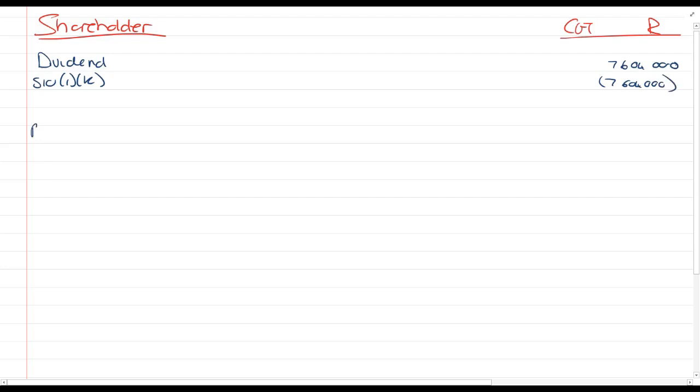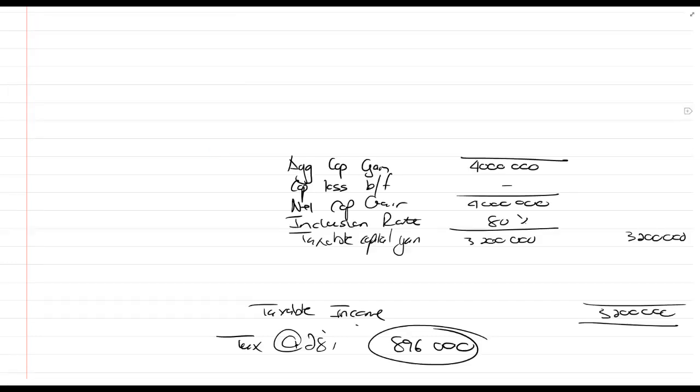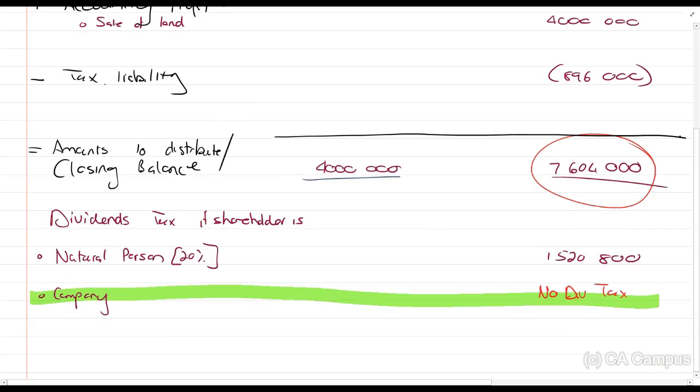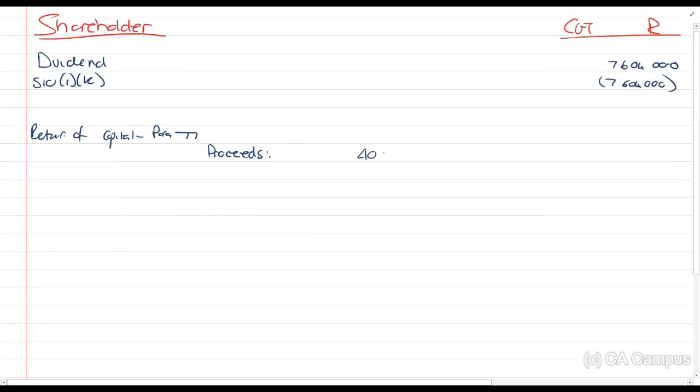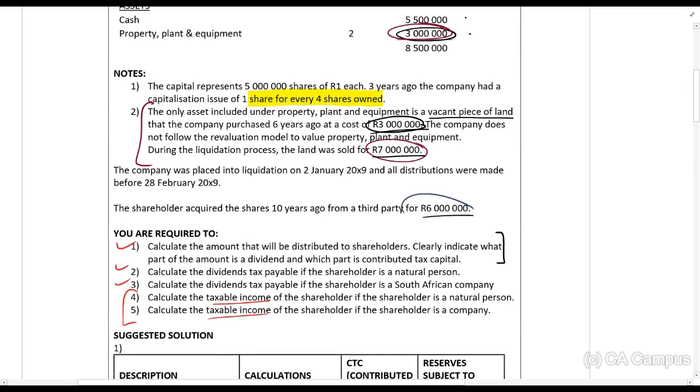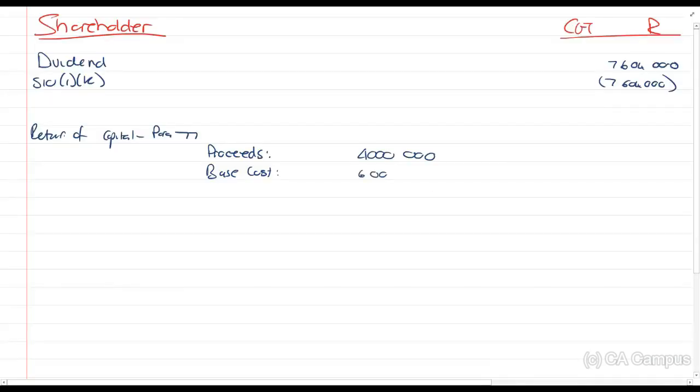The shareholder then received a return of capital, and remember it's a deemed disposal per paragraph 77. The proceeds on that is 4 million. The base cost, 6 million, and that gives us a capital loss of 2 million.